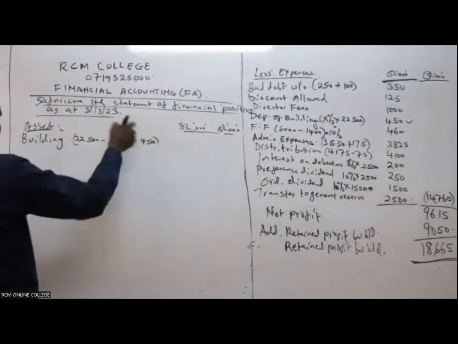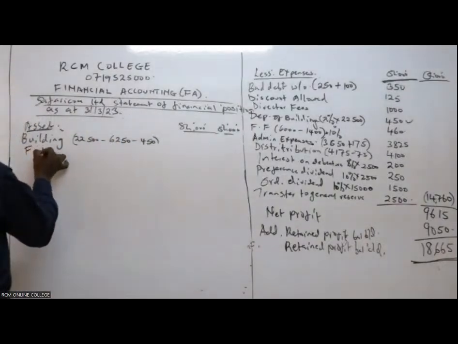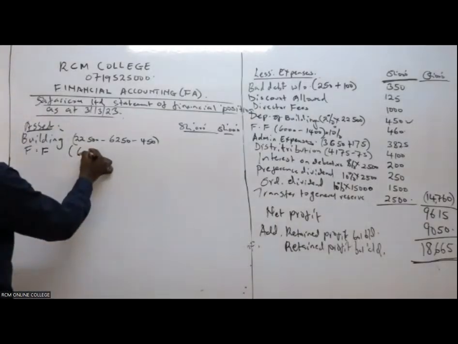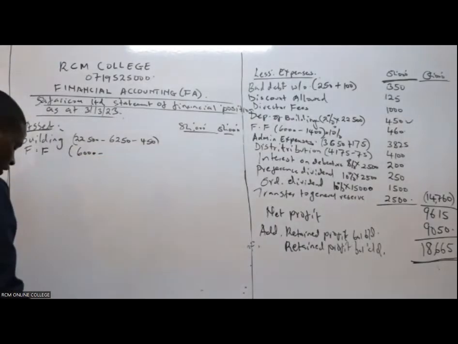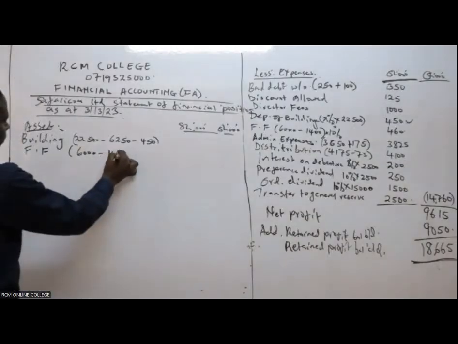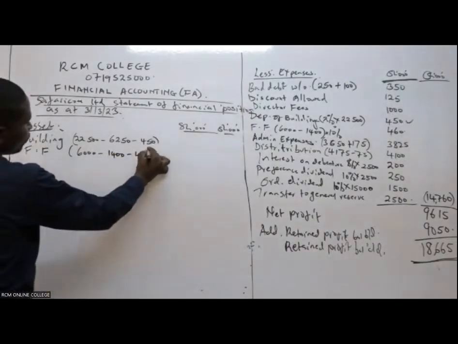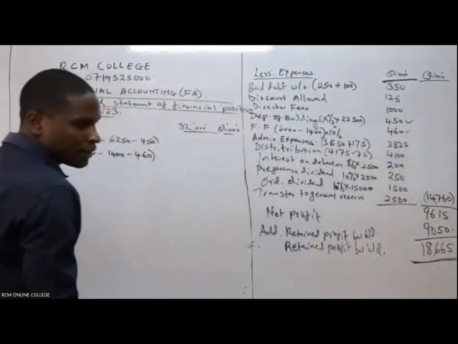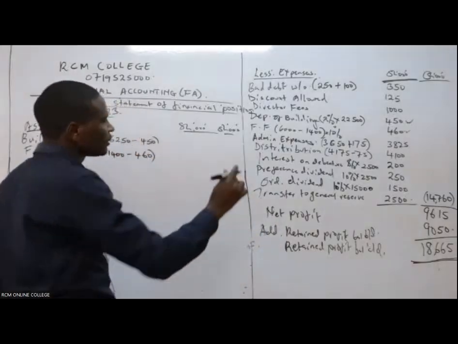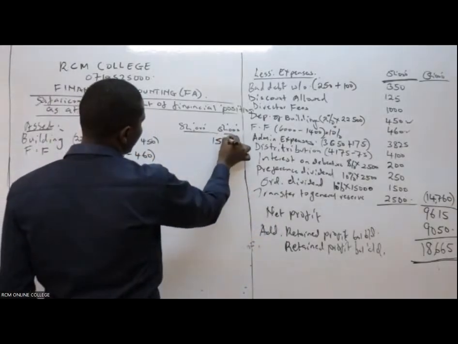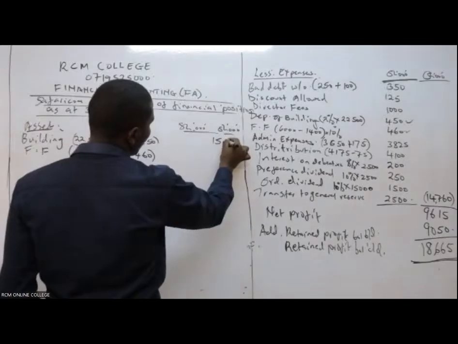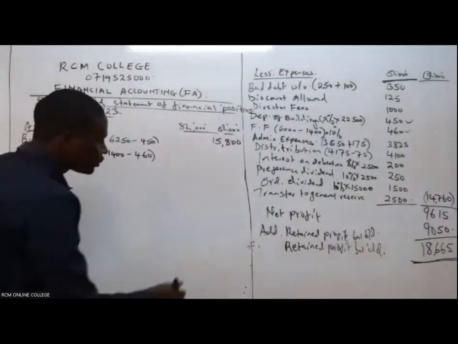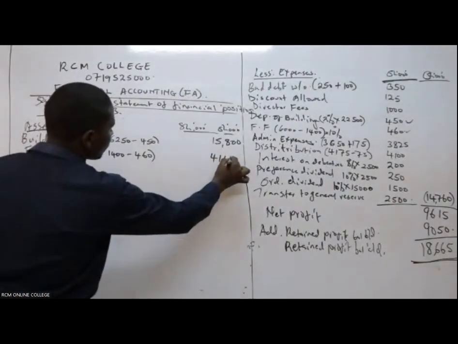Give me that as we go to furniture and fitting. Furniture and fitting cost was 6,000. I minus the accumulated depreciation of 1,400, and then minus 460, which was depreciation for the year. I hope you remember. Then 15,800, thank you Sharon. Sharon is doing a good job. Then 4,140, thank you.